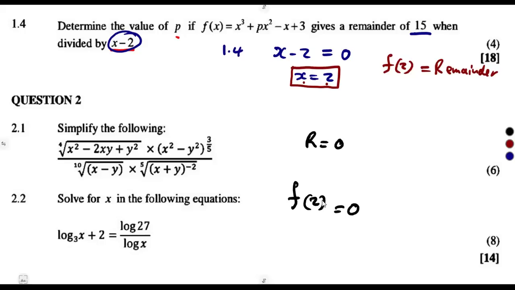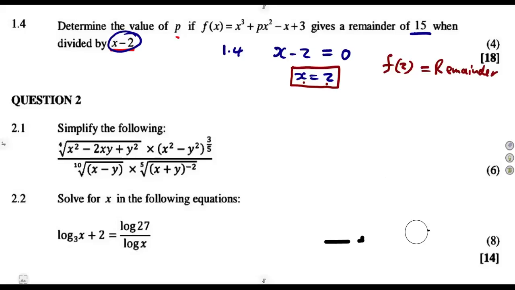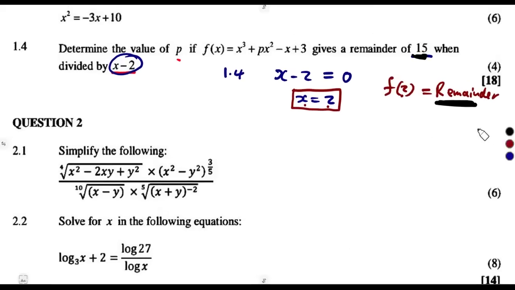If they said it's a factor, you're going to say f of 2 is equal to 0, because the remainder is 0. But in our case, it's not a factor, so we cannot equate to 0. There is a remainder. What is our remainder? Our remainder is 15. So f of 2, what does it mean from our function? If you're given f of 1, it means wherever you see x, put a 1.